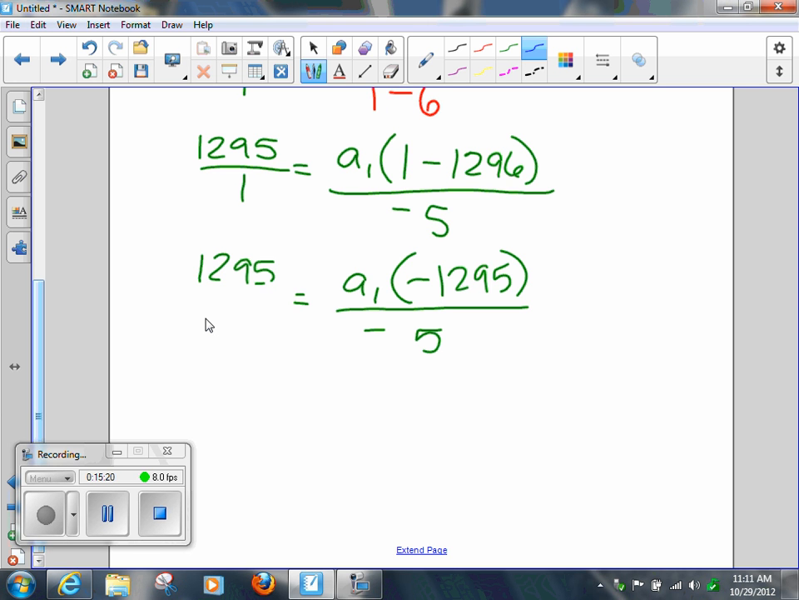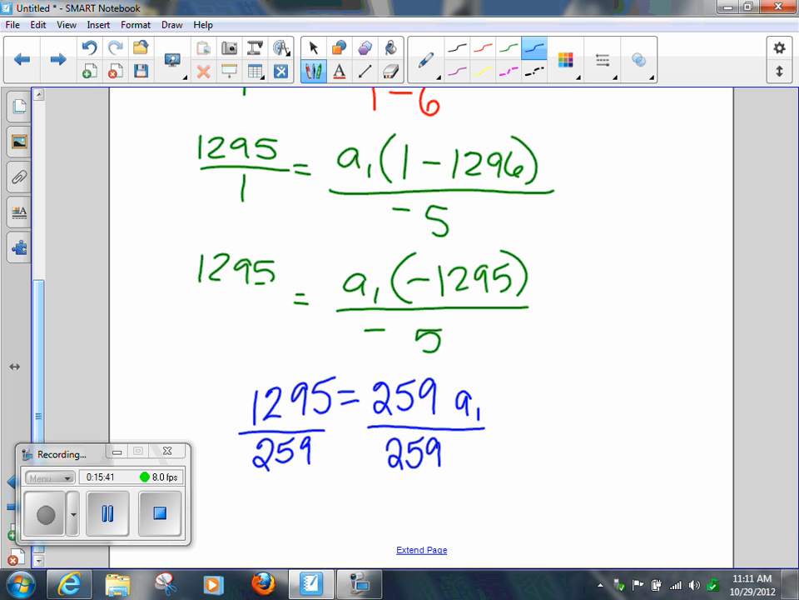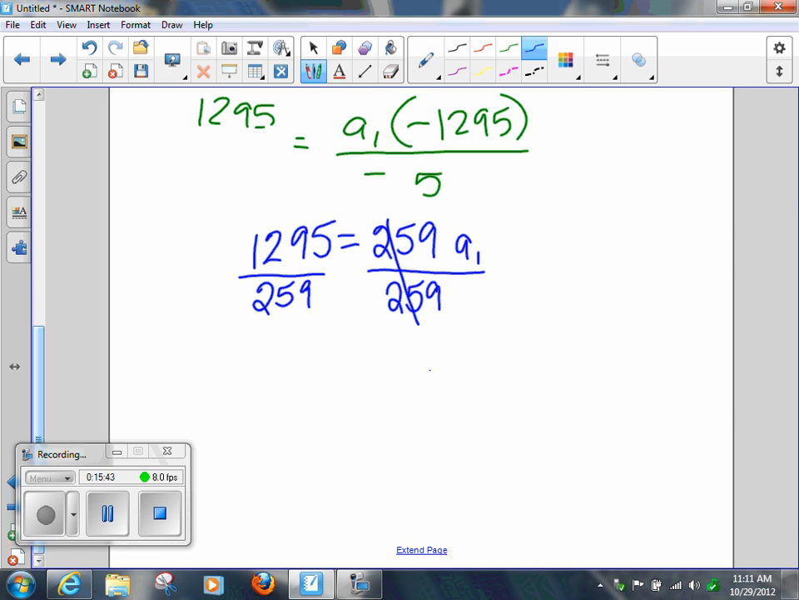So now I've got 1295 is equal to 259 a sub 1. You guys see that? And now how am I going to solve for a sub 1? Divide by 259. It's six in one hand, half a dozen in the other. It's not a big deal. But I get a sub 1 is equal to 5.